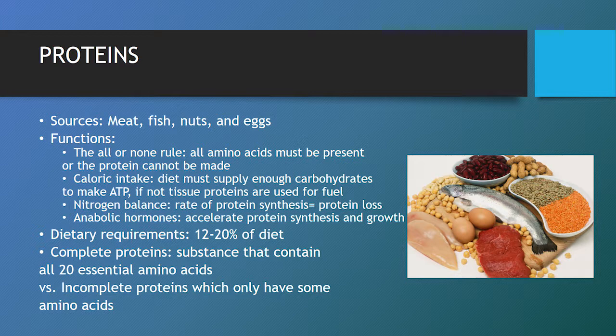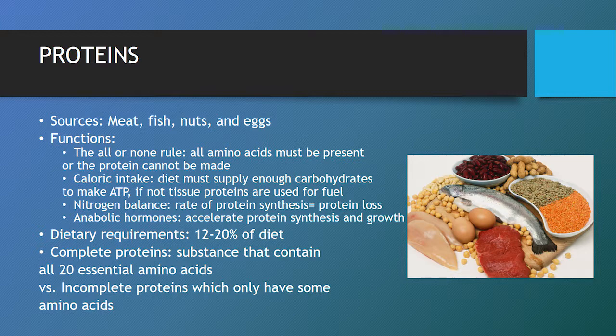Then there's also the nitrogen balance, which explains the rate of protein synthesis equals the rate of protein loss. And then the anabolic hormones, which accelerate protein synthesis and growth. The dietary requirement for proteins is 12 to 20% of a person's diet. And then there are two groups of proteins, the complete versus incomplete. Complete are substances that contain all 20 essential amino acids, while the incomplete have only some amino acids.